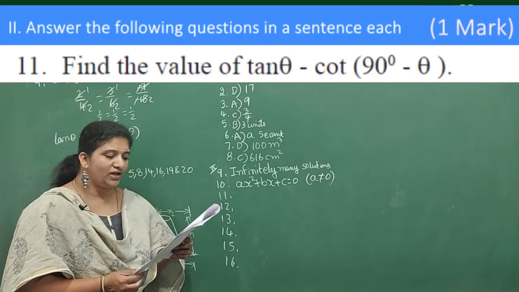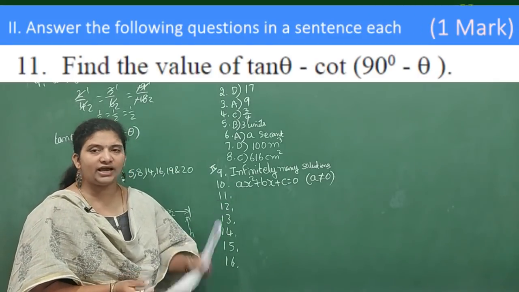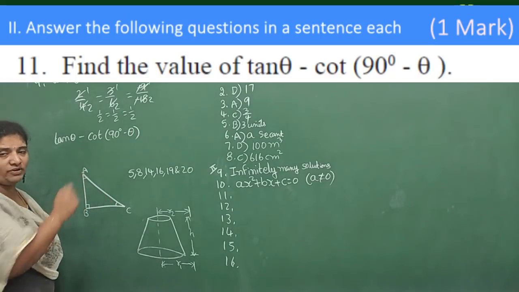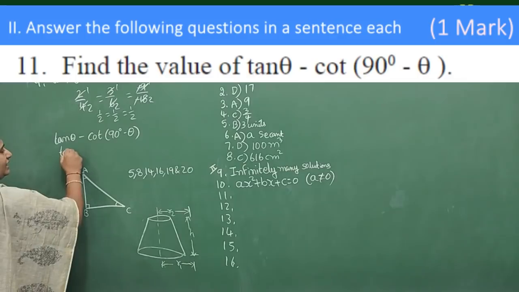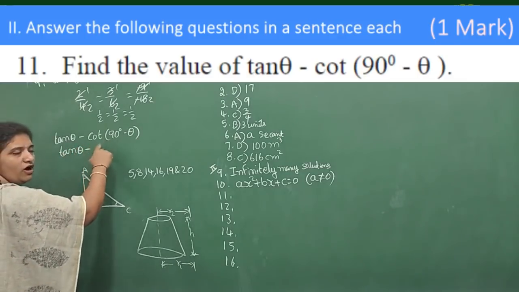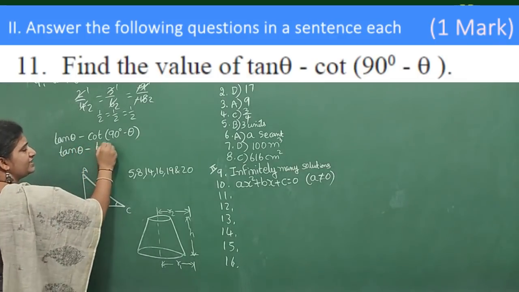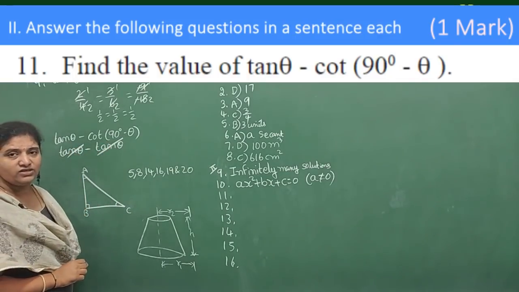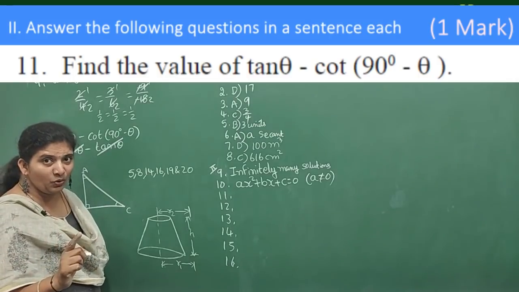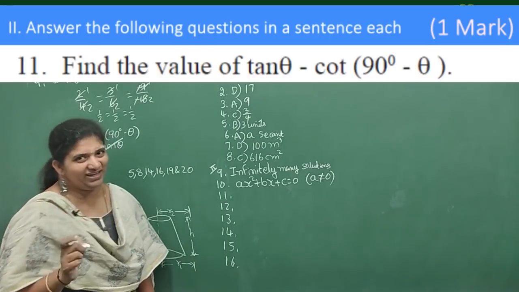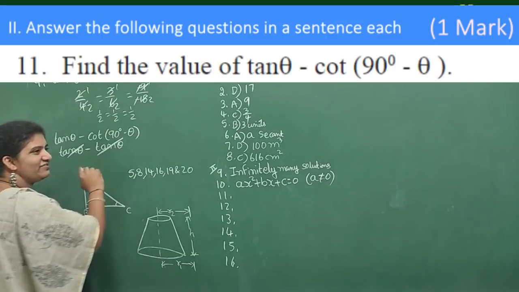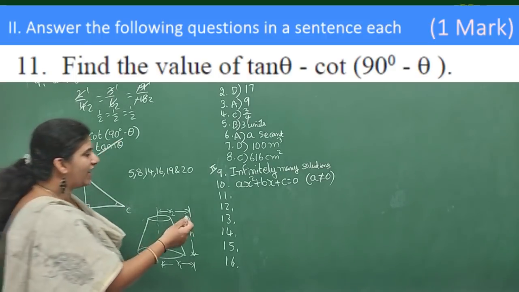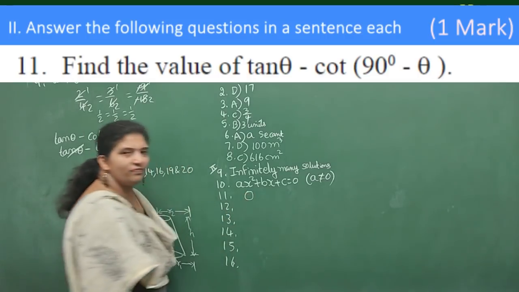11th one, find the value of tan theta minus cot 90 degree minus theta. Observe here, you can rewrite this complementary angle. Tan theta minus, what is cot 90 degree minus theta? It is tan theta. Tan theta minus tan theta cancel, so you are left with 0. Don't try to write 1 here. Most of the children will try to write 1. Tan theta minus tan theta will be cancelled. Your answer will be 0.